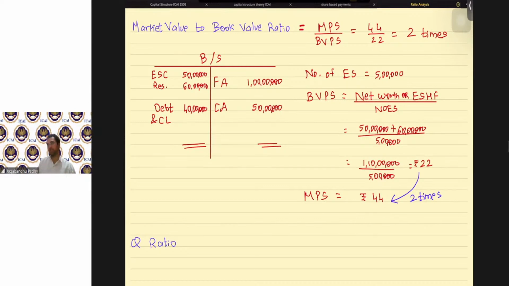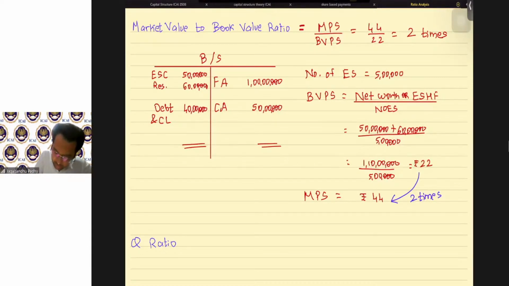Now, when you say the market price is double that, it means the share is in great demand because people are ready to pay double. Right? So in our books, even though it is 22 as per the assets and liabilities, in the market people are ready to pay double the price for it. So what does that indicate? It indicates that investors have a good amount of confidence. It simply indicates, guys, that investors have greater confidence in the company, right?